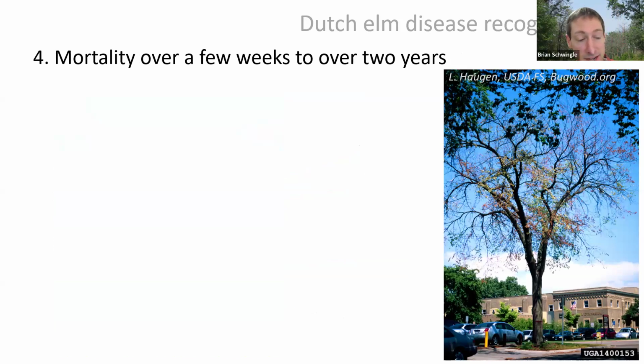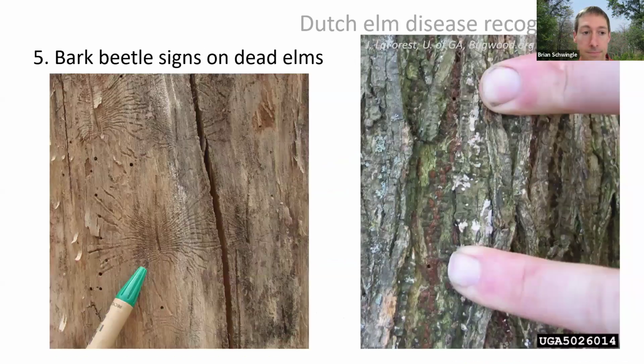Sometimes you'll get rapid mortality on some individual elms. Other elms, it might take a couple years for them to die or even more. So another thing that you can find on an elm that's died of Dutch elm disease is signs of bark beetle feeding. Bark beetles are really tiny beetles, about the size of a rice grain, and their immature stage, called the larvae, forms these radiating feeding tunnels, like you can see on the left.